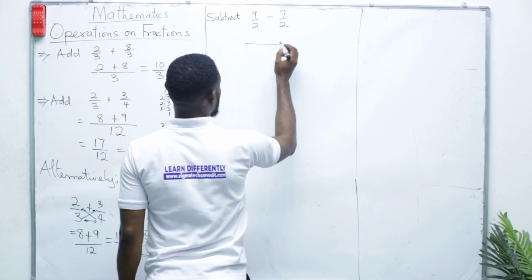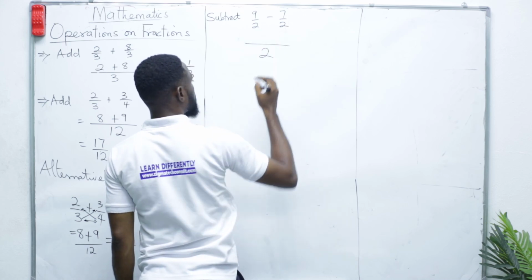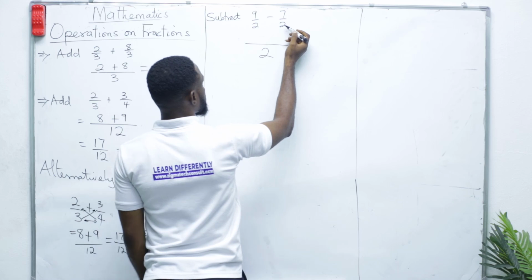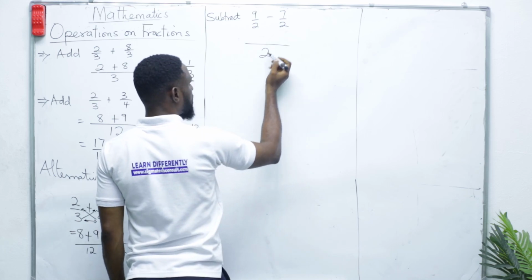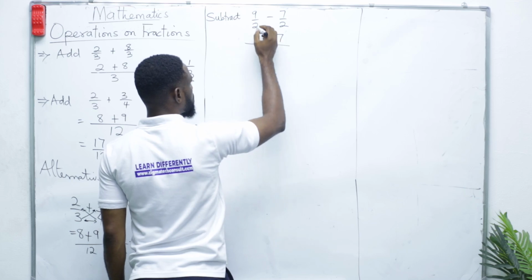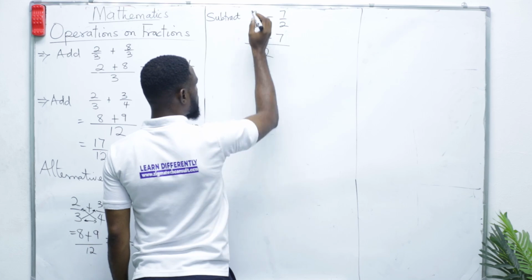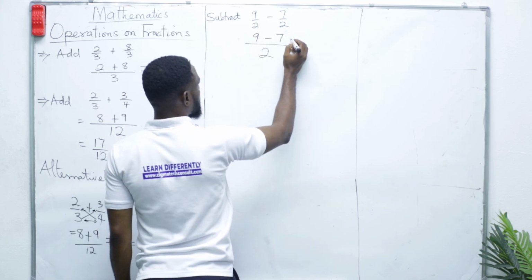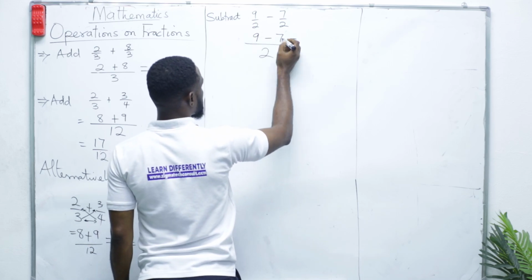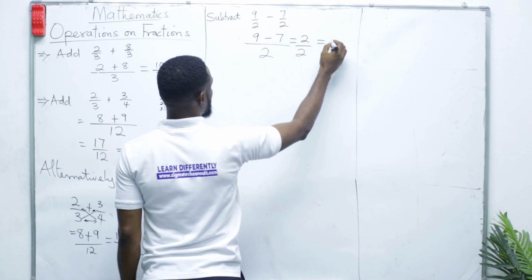So the same thing, their LCM, since they are the same number, will be 2. Do you understand that? So 2 divided by 2 is 1. 1 times 7 is 7. Minus, 2 divided by 2 is 1, times 9 is 9. Okay? So this will be equal to 9 minus 7, which is 2 over 2, which is equal to 1.